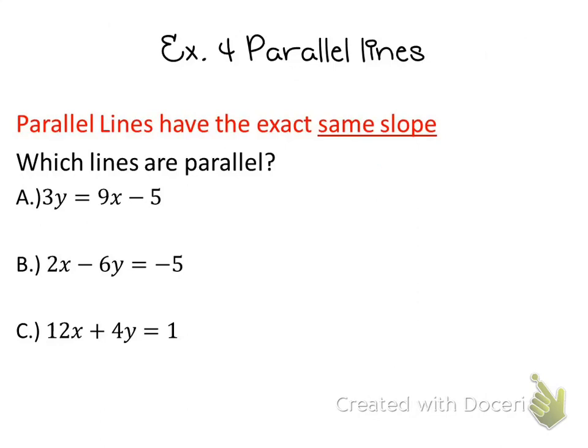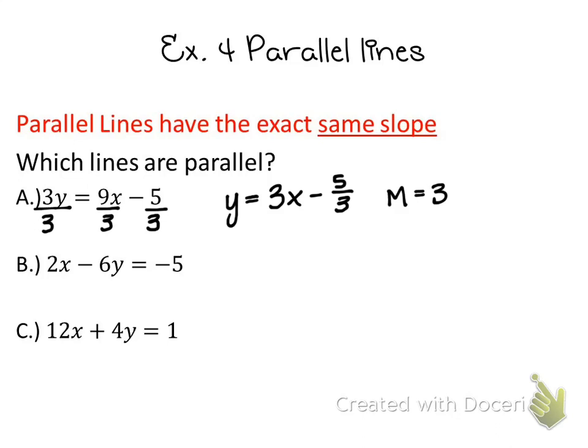So let's put each of these equations in slope-intercept form. First of all, I know it needs to be y equals mx plus b, so I've got to get y by itself. So I divide everything by 3. And I get y equals, what's 9 over 3? 3x minus 5 over 3. Okay, so what is my m in this equation? Let's go ahead and write it. m is equal to 3. Or you could write 3 over 1, doesn't matter. Okay, let's do the next one.